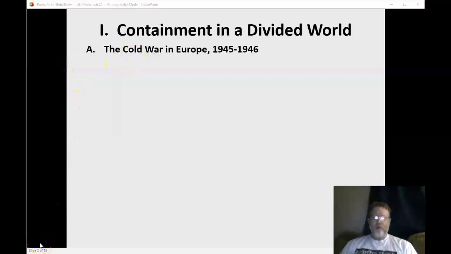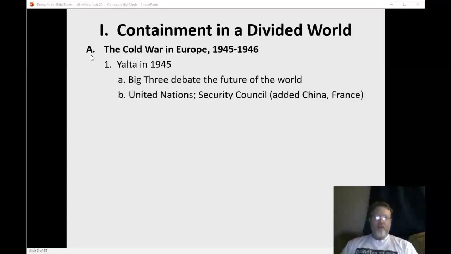So containment is where we will begin. The Cold War in Europe, 45 to 46. The Big Three, Winston Churchill, FDR, and Stalin, met in early 1945 in Yalta, and there were a lot of discussions, but ultimately they did decide to create a United Nations, debating the future of the world and trying to decide how the post-war world would look. They're not the only countries, but they are the ones making most of the decisions.